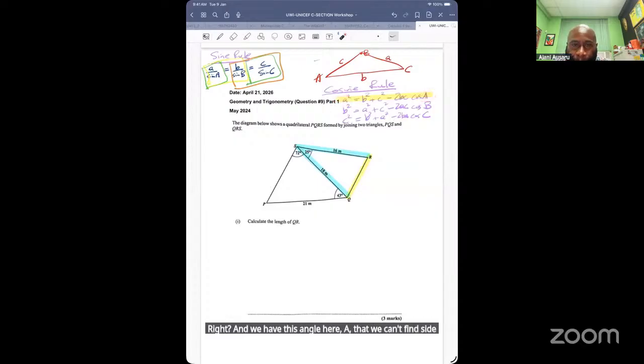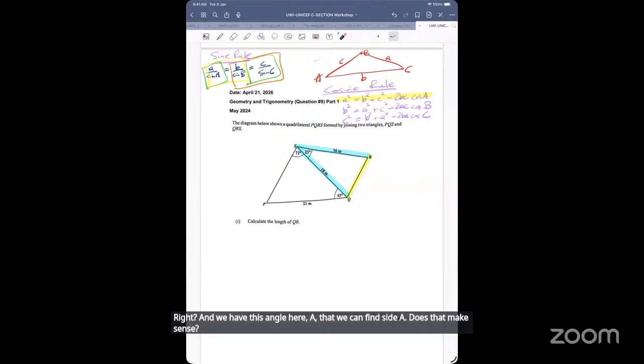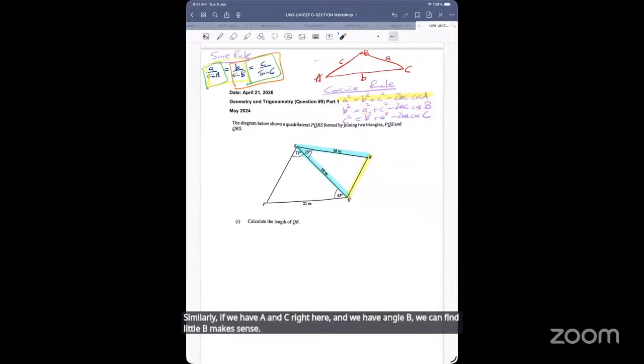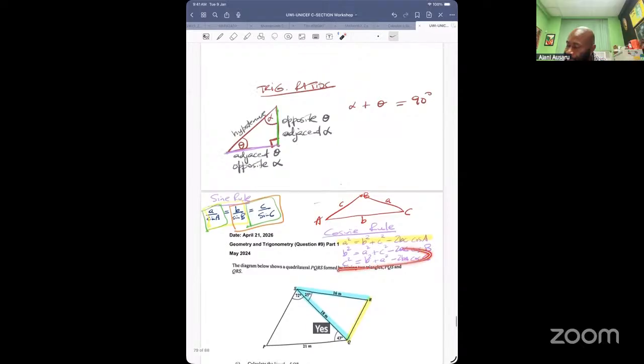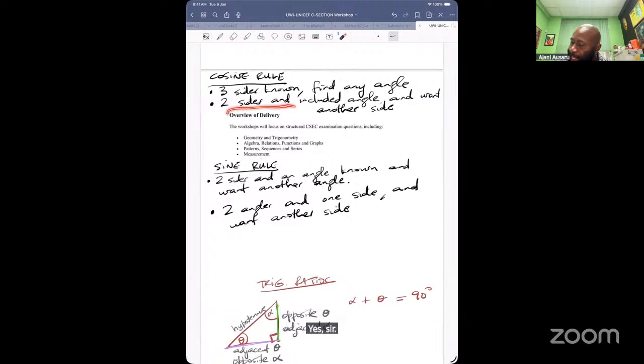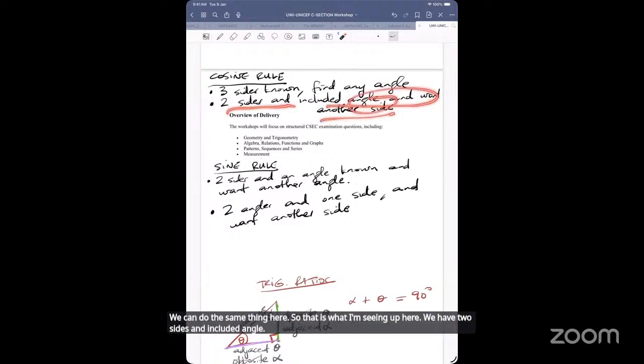Does that make sense? Similarly, if we have A and C right here, and we have angle B, we can find little b. Make sense? And we can do the same thing here. So that is what I'm saying up here. We have two sides and the included angle, we can find the next side.